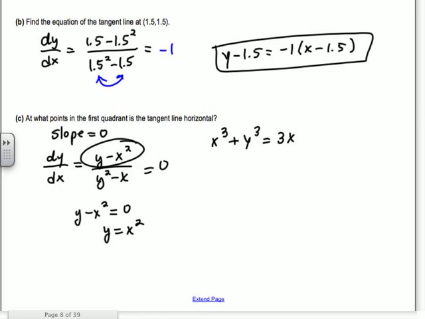We now have two equations that have x and y in them, right?